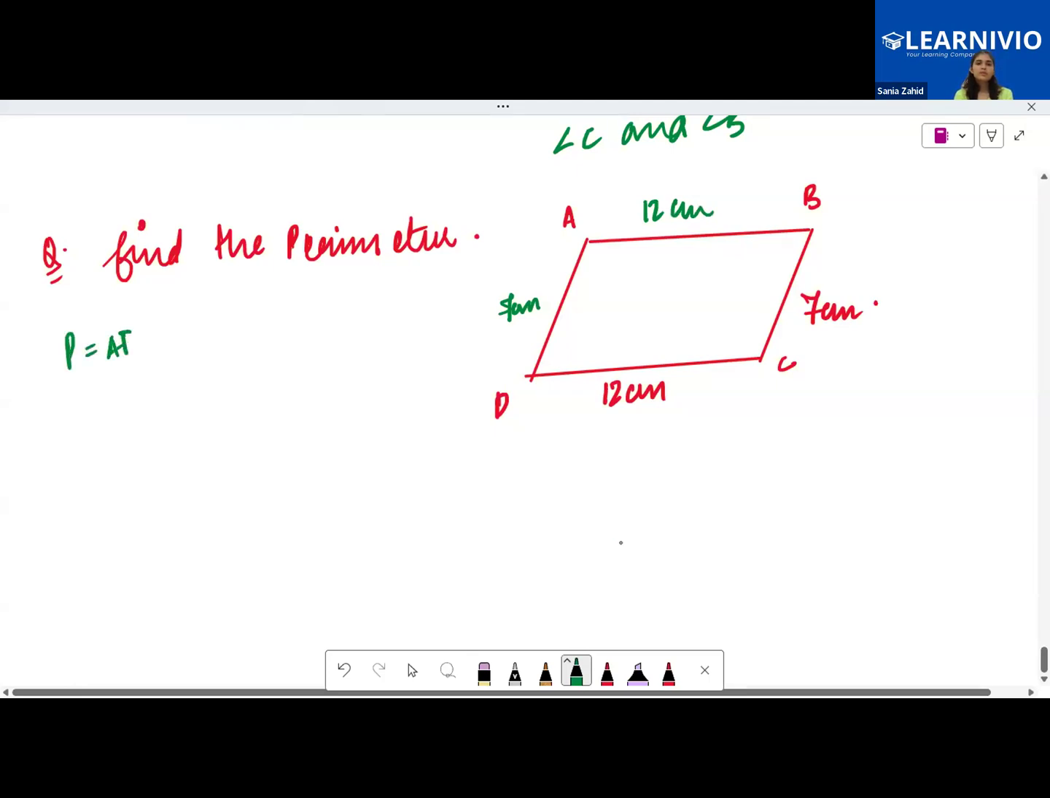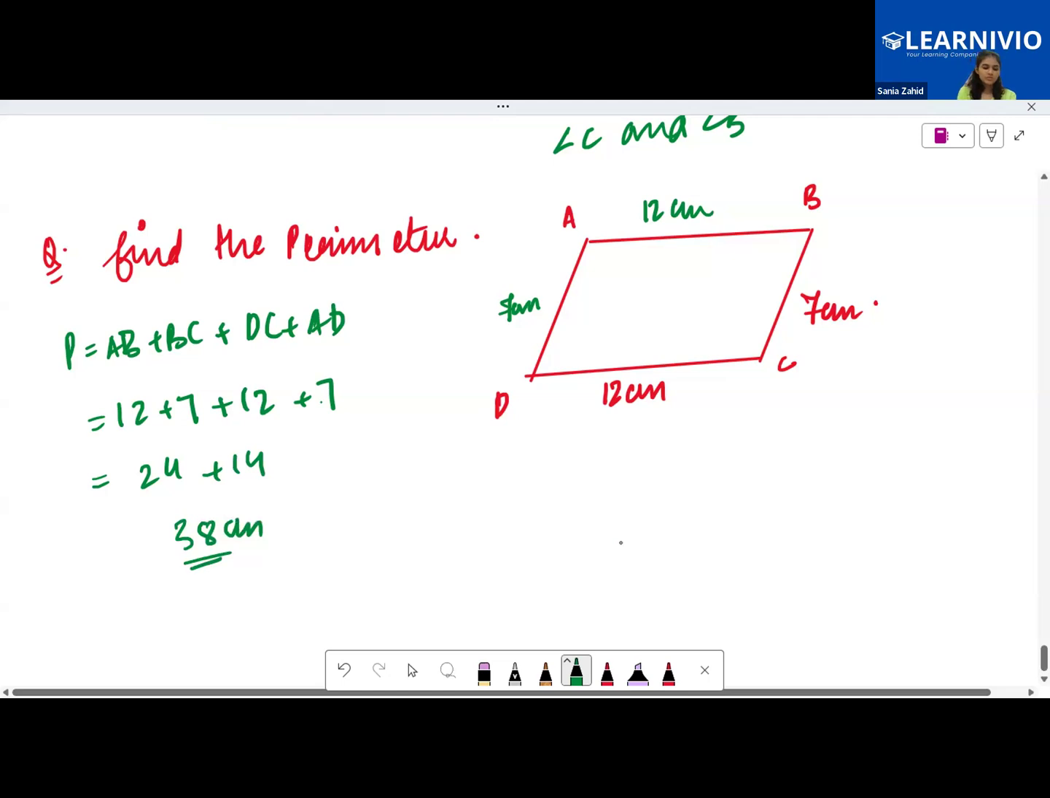Ma'am, perimeter will be AB plus BC plus DC plus AD, which equals 12 plus 7 plus 12 plus 7. That is 24 plus 14, so 38 centimeter would be the perimeter. Right? Yes, ma'am. Okay.